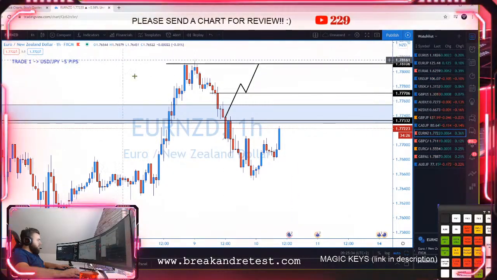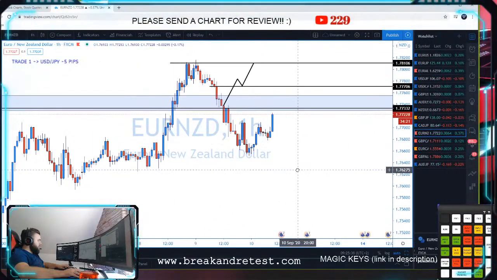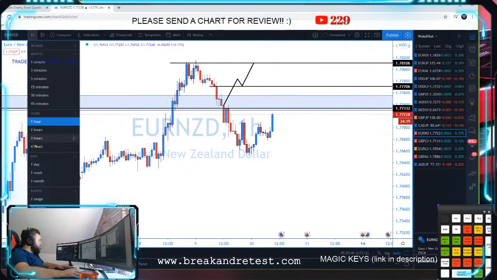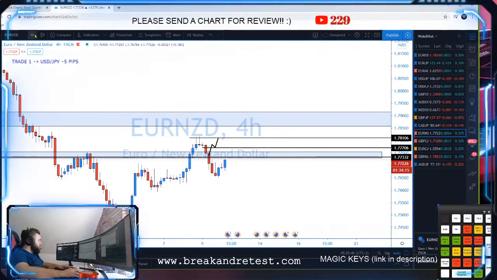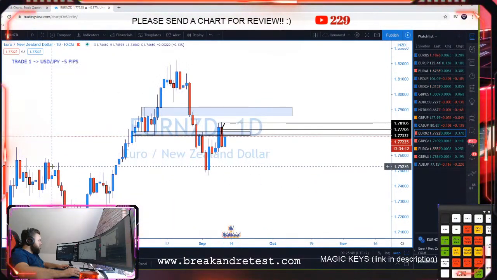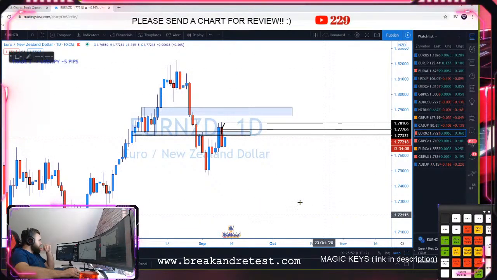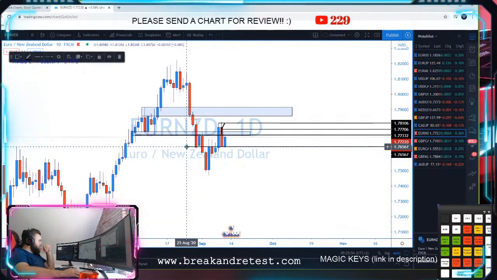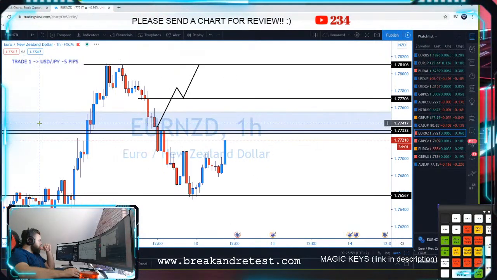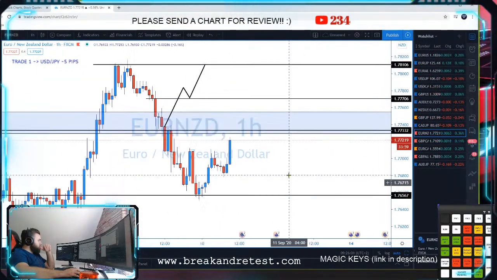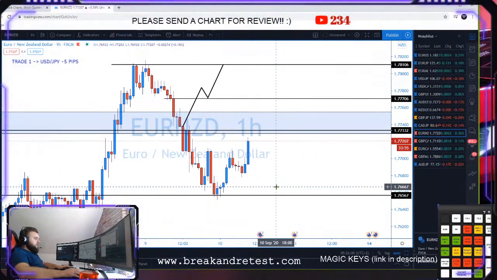Euro NZD. Wow, nice break and retest yesterday, which we missed. Can this be a daily retest? Yes, it can. But it's also a rejection from daily support. No trade here either. We need to wait for a break above maybe, then a retest so we can enter some longs.